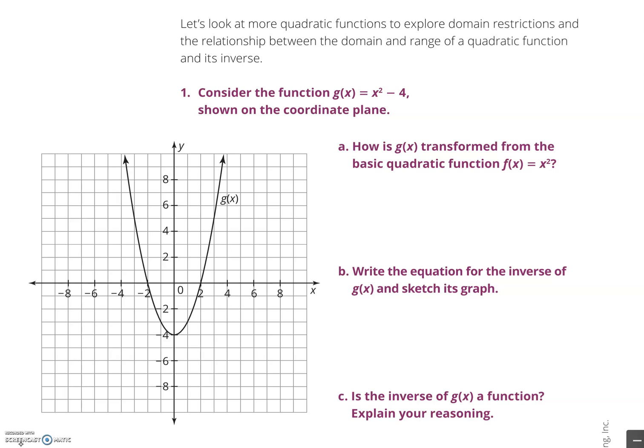So first we have this graph g of x equals x squared minus 4. It's graphed for us, and they're asking a basic transformation from our parent function. So we know our parent function exists here, and we can see that it translated down 3 units.